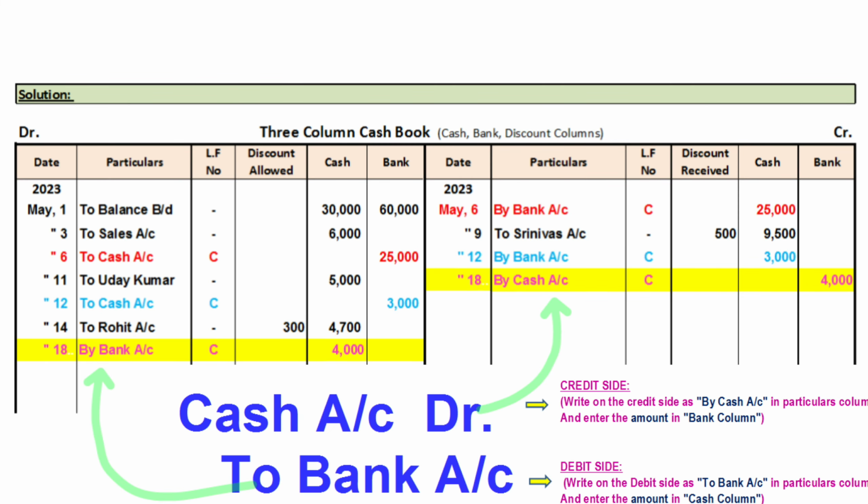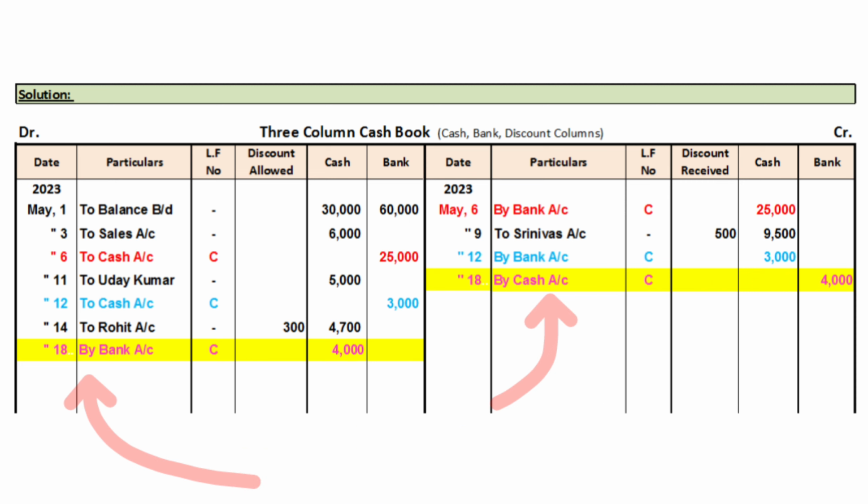The cash account is on the debit side in the journal entry, so it is to be written on the credit side of the 3-column cash book. The bank account is on the credit side in the journal entry, so it should be written on the debit side of the 3-column cash book. While writing contra entries, the amount should be written in the opposite column. That means when cash is written, the amount should be written in the bank column. Similarly, when bank is written, the amount should be written in the cash column. Alphabet C should be written in the LF column on both sides to indicate that it is a contra entry.